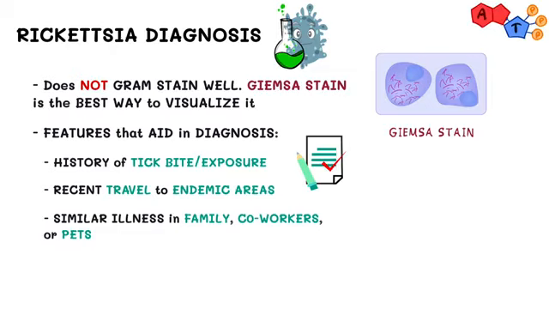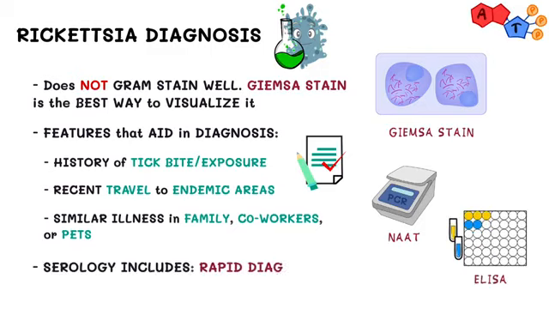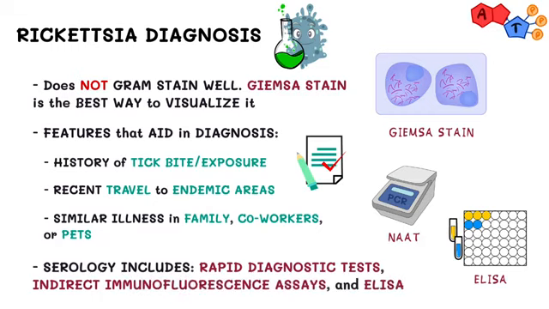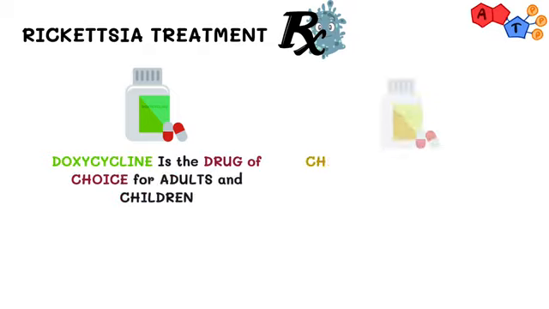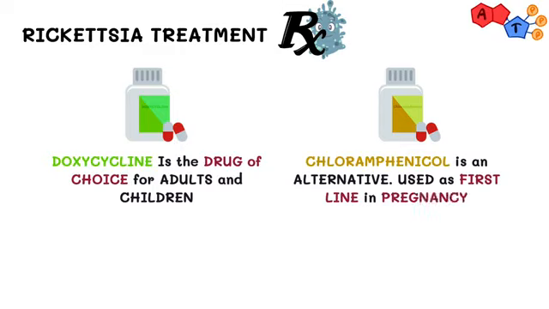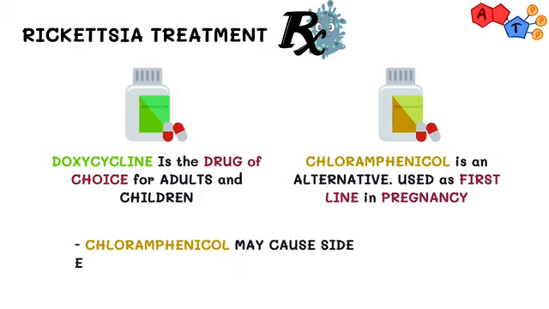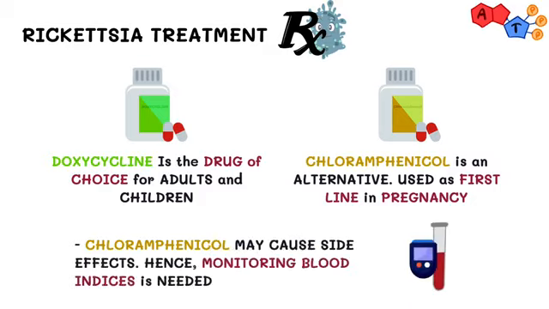In the lab, you can diagnose Rickettsia using either nucleic acid amplification tests to amplify and detect bacterial DNA, or by serology, including rapid diagnostic tests, indirect immunofluorescence assays, and ELISA. So after assessing a patient's signs and symptoms, clinical history, and laboratory test results, all of these can help guide decisions regarding the treatment of rickettsial disease. Doxycycline is the antibiotic of choice for adults and children. Chloramphenicol may be used as an alternative to doxycycline and is used instead of doxycycline as first line in pregnancy. However, this drug may cause side effects, and monitoring of blood indices may be needed.